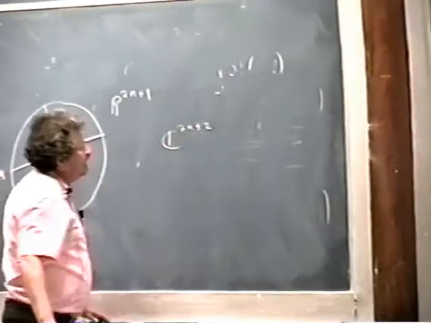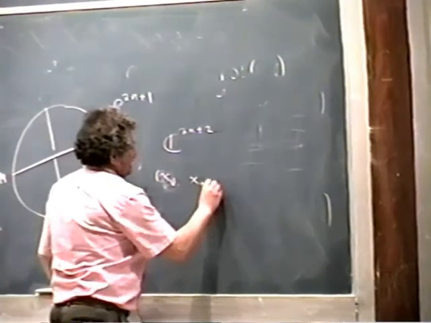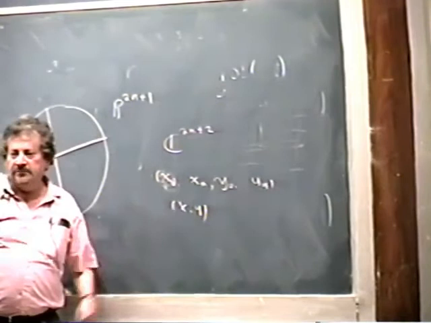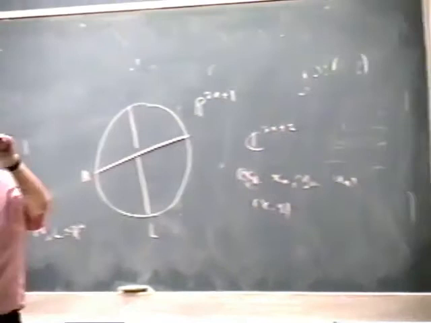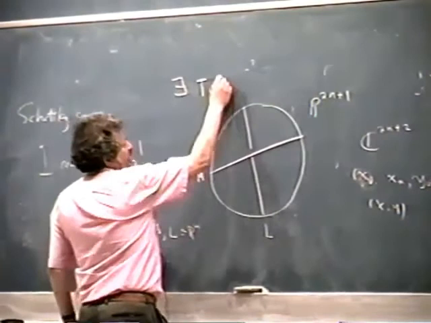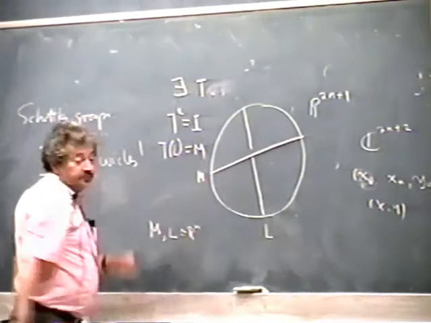You take C^(2n+2) with homogeneous coordinates x0 to xn, y0 to yn, call this x, y, and there's a natural involution that interchanges x with y. So you have two subspaces of dimension n, and there's a projective linear transformation which is an involution. And T of L is equal to M. There are infinitely many of those, right?